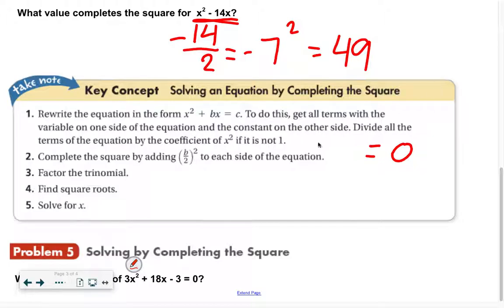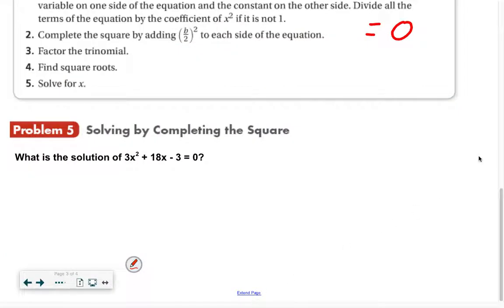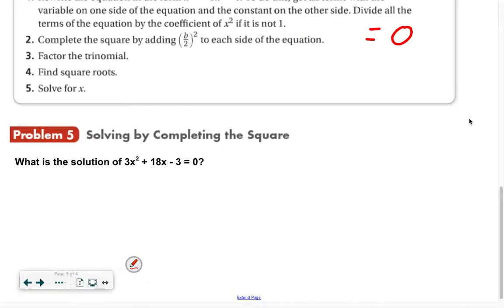Let's just go through an example. What's wrong with my problem 5? It equals 0. What should I do with the negative 3? Add it. So I get 3x squared plus 18x equals 3. So that's part of what step 1 says. Step 1 says don't have it equal to 0.